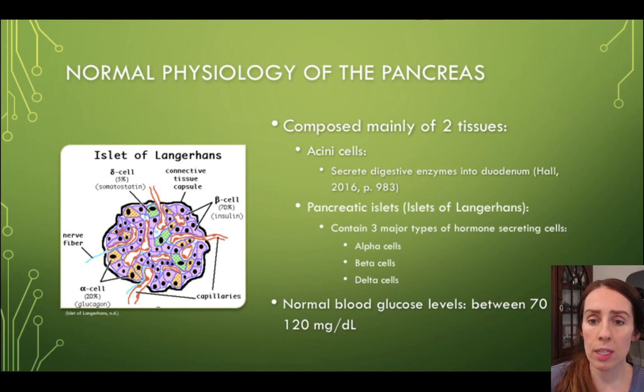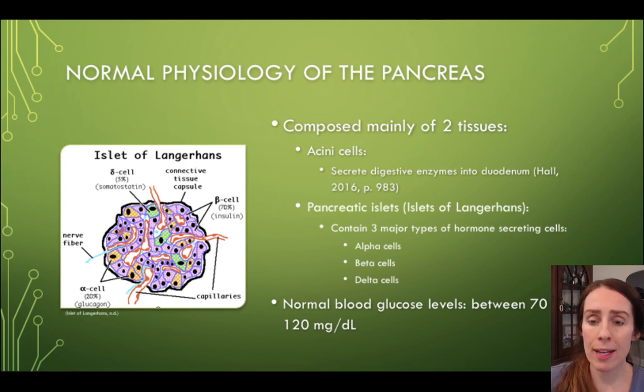The beta cells secrete insulin during and after meals to facilitate the movement of glucose into cells. They also secrete amylin, which aids in keeping blood glucose levels stable, slows down stomach emptying, and stimulates feelings of fullness. The 3rd type of cell is delta cells.